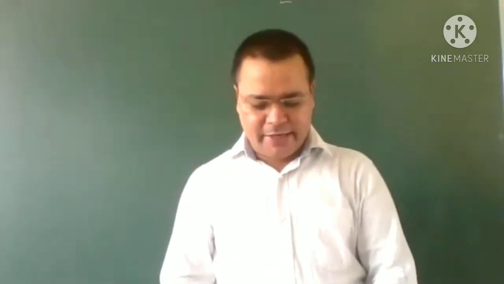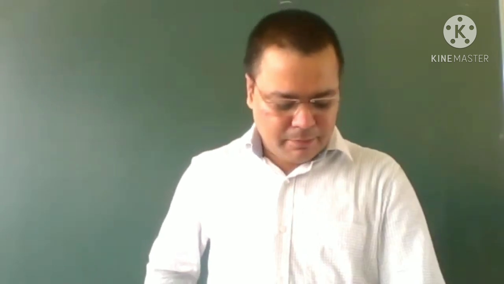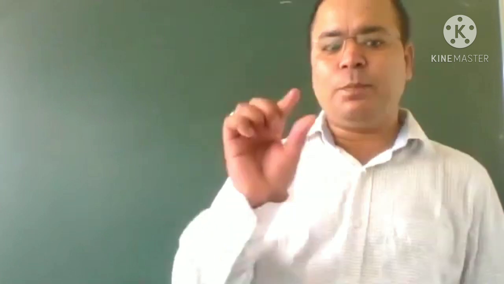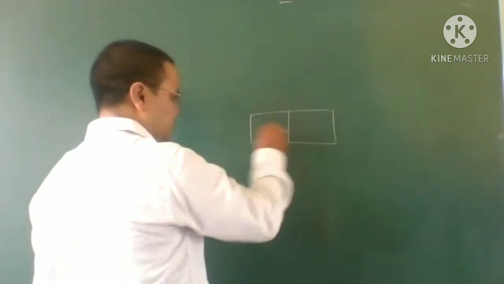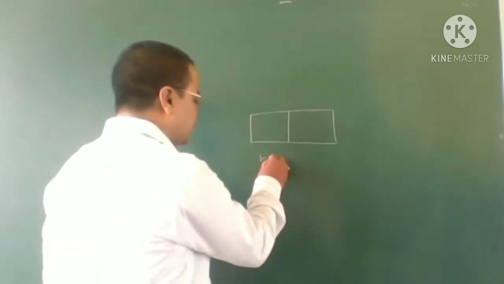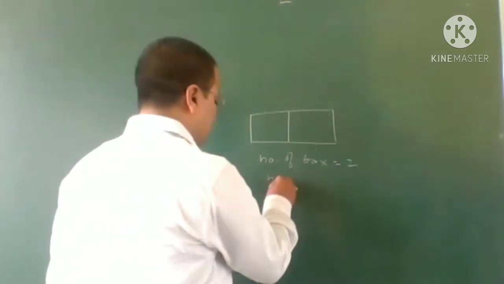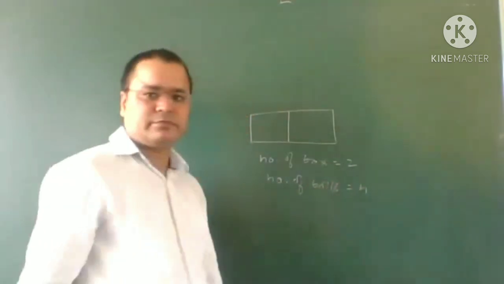In question number 17 it is given: find the total number of ways in which n distinct balls can be put into two different boxes so that no box remains empty. It means there are two places, and in these two places we want to put the balls. Number of boxes is equal to 2, and number of balls is equal to n. Getting?